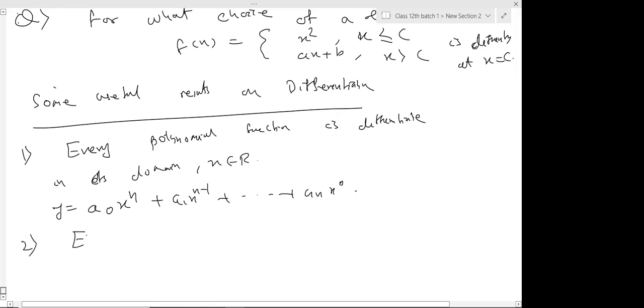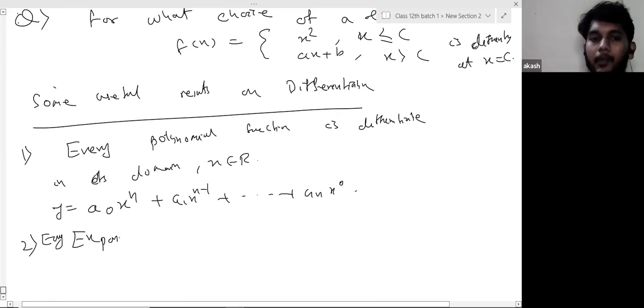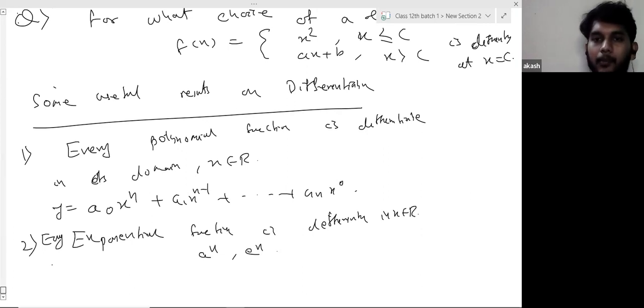Yes, sir. Same about the exponential function. Every exponential function is differentiable for x belongs to R. An exponential function is a raised to the power x, e raised to the power x, and so on. All right, note it down. I have to scroll up then.